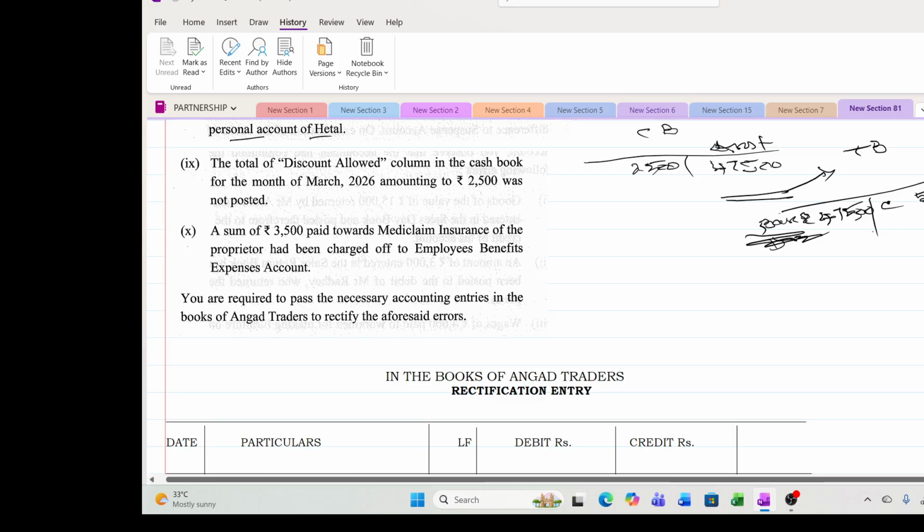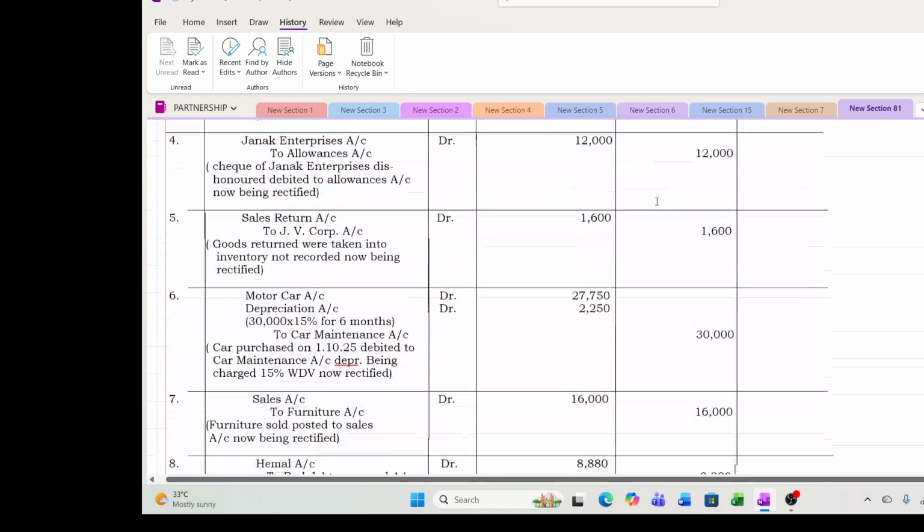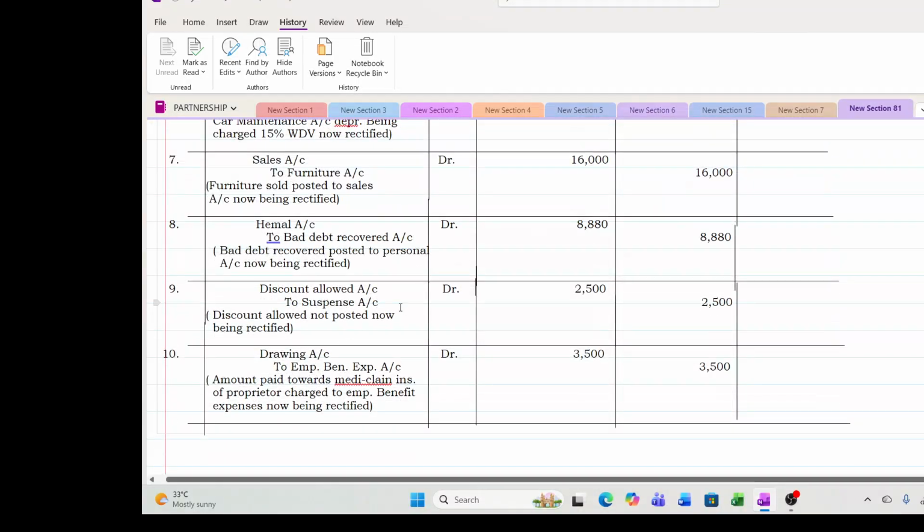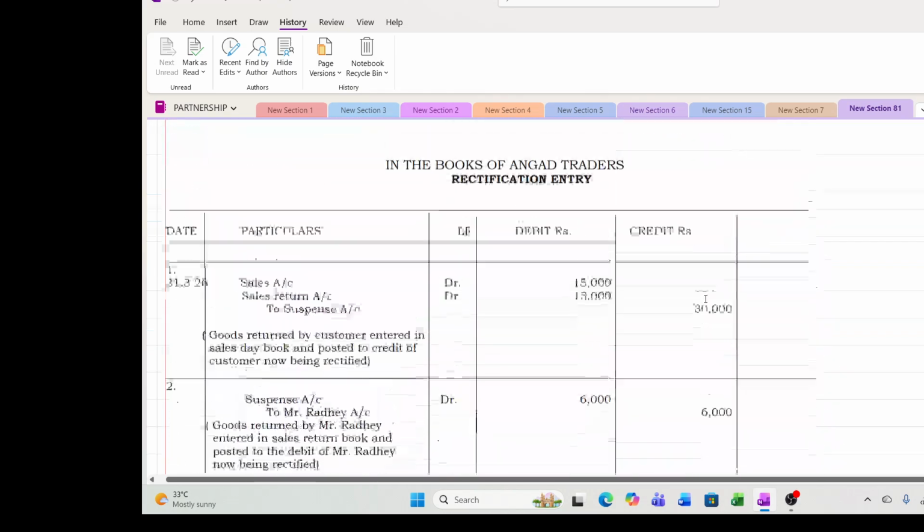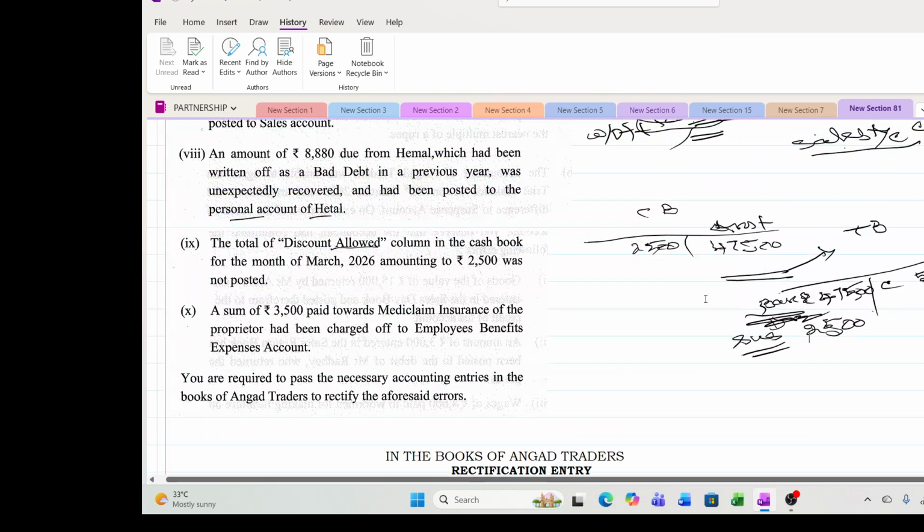Then what they would have done, they would have opened the suspense account for 2,500. So now what happens? We have to rectify it. Instead of suspense, we have to debit the discount allowed account and credit the suspense account. Discount allowed account debit to suspense account. Hope it's clear to you.